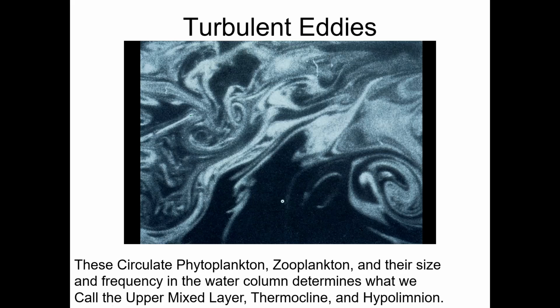right? So it varies. And the poem that goes along with this is: big whirls have little whirls and so on to velocity, and lesser whirls, and the little whirls have lesser whirls and so on to viscosity. So there's a cascade from the largest eddies with the most energy down to the very smallest ones where energy is dissipated. But they're really important because they circulate phytoplankton and zooplankton. And then their size and frequency in the upper water column determines what we call the upper mixed layer, the thermocline, and the hypolimnion.